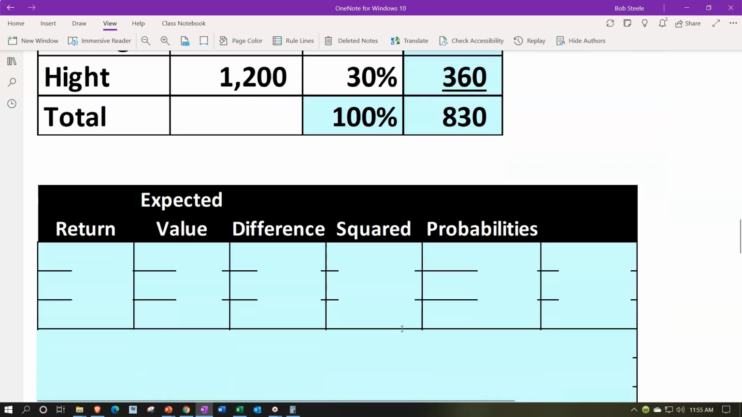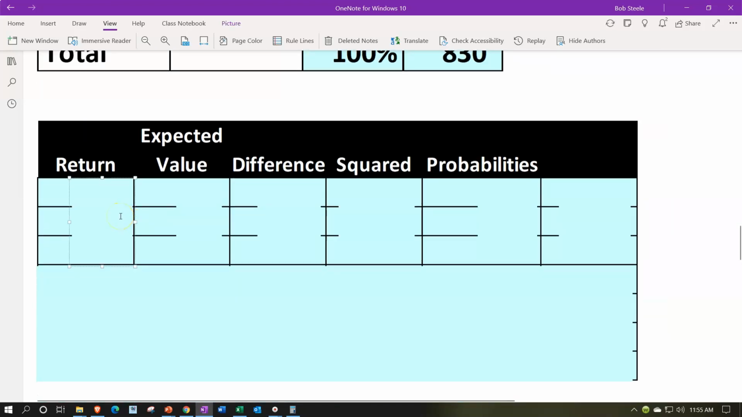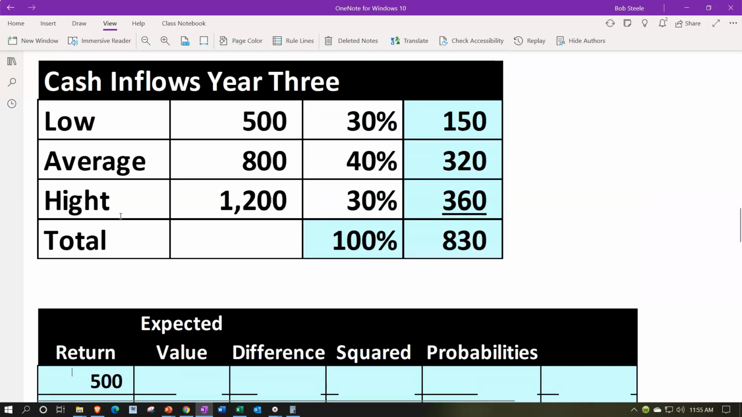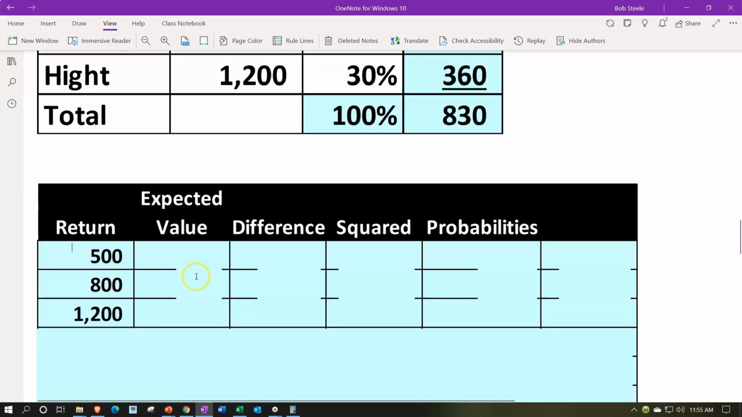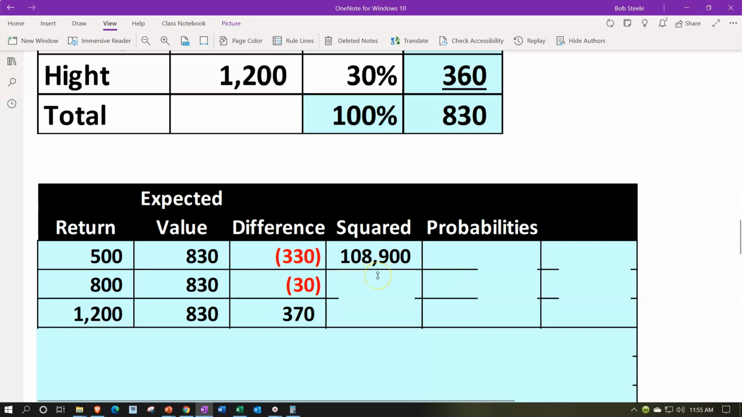Let's do it then for the year 3. We have then the return up top, the 500, the 800, the 1,200, expected value calculated at the 830. The differences then here, 500 minus the 830, the negative 330, 800 minus the 830, the negative 30, 1,200 minus the 830, the 370. We square those, negative 330 squared, 108,900, negative 30 squared, 900, the 370 squared, 136,900.